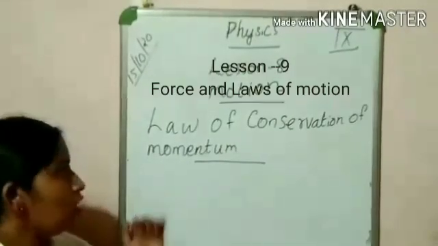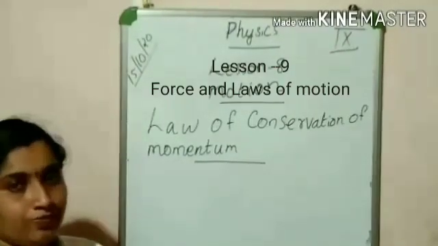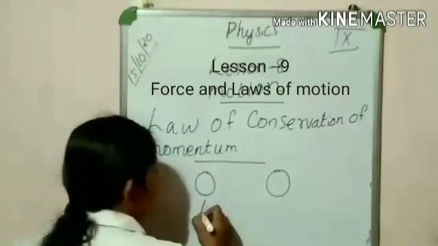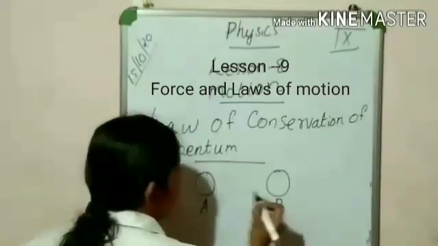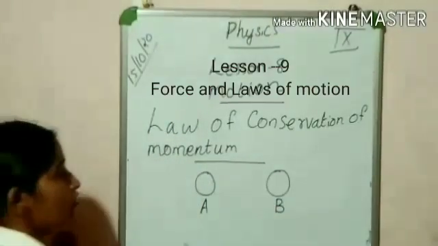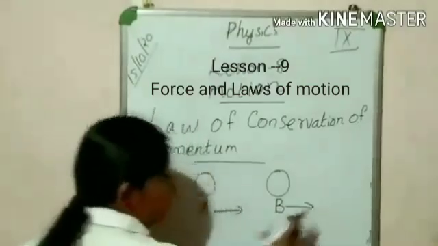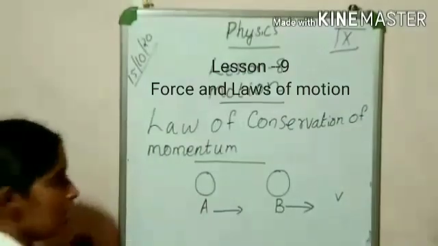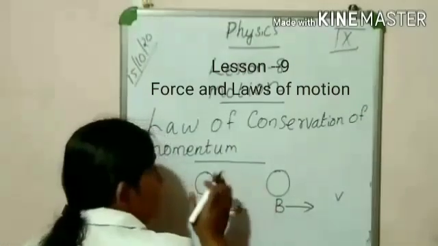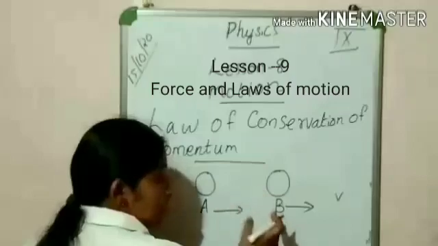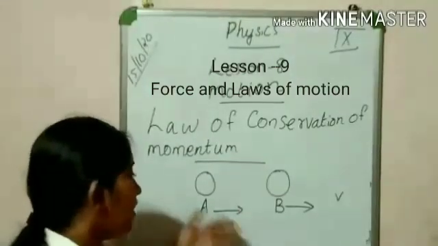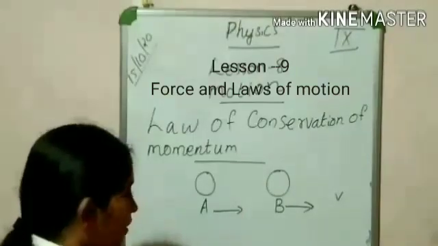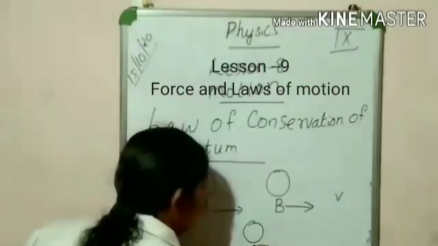Next we study the law of conservation of momentum. For this, let us do an activity. Consider two balls. We name them ball A and ball B. They are moving in the same direction with the same velocity. Then the velocity of ball A increases compared to ball B. Then ball A comes to collide with ball B.